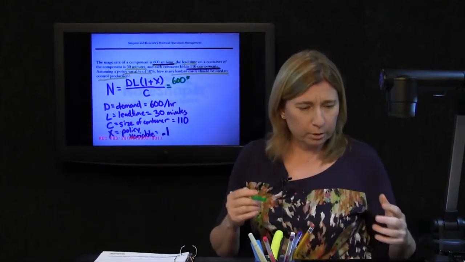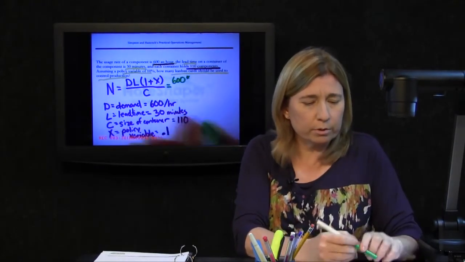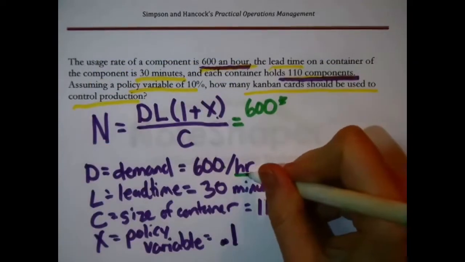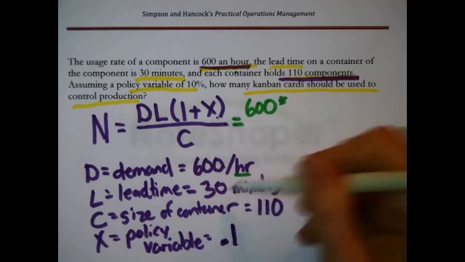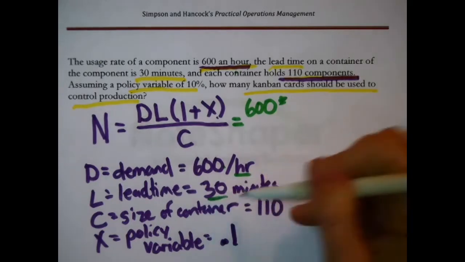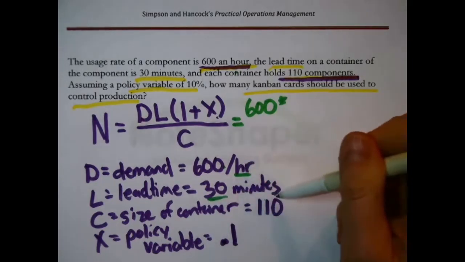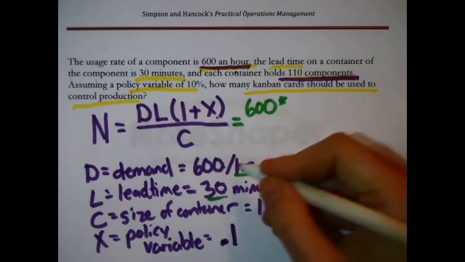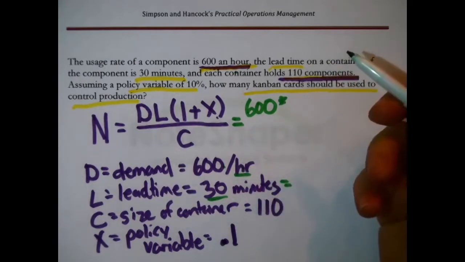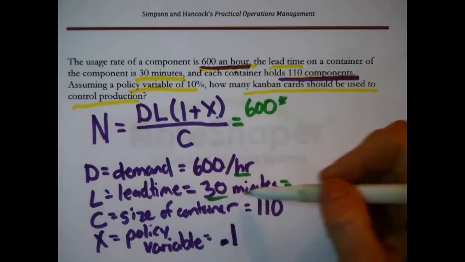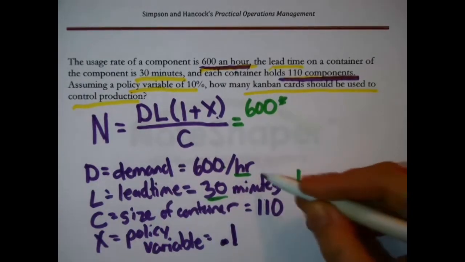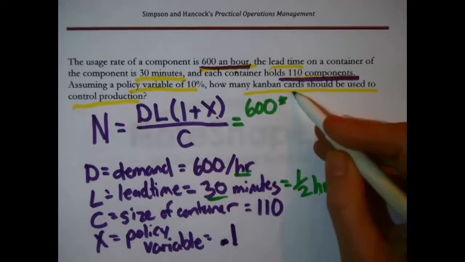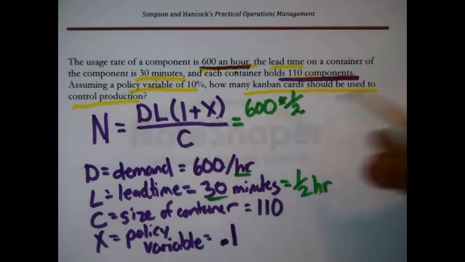Oh, well, wait a minute. D here is 600 per, and this is what I mean, per hour. That's what we were told. The lead time, it says 30 minutes. Don't put 30 in here because this is not quite ready to go yet. D and L need to match. The easiest way to adjust that here is to just change the lead time into hours. 30 minutes is 1/2 of an hour. Now they match. That's what belongs up here.